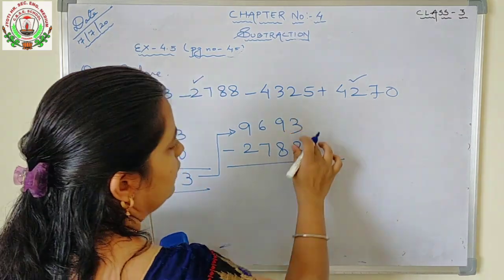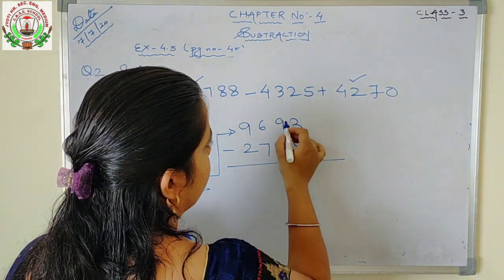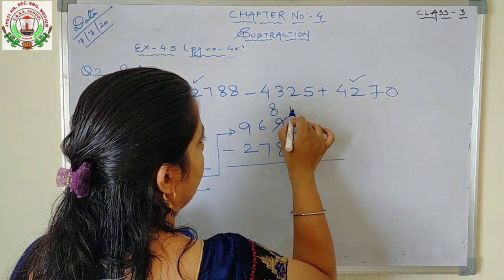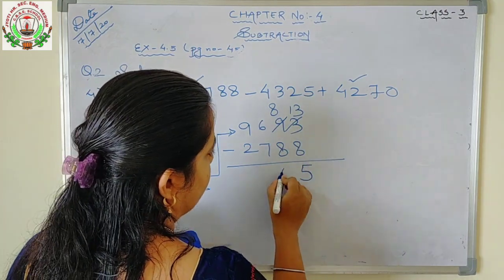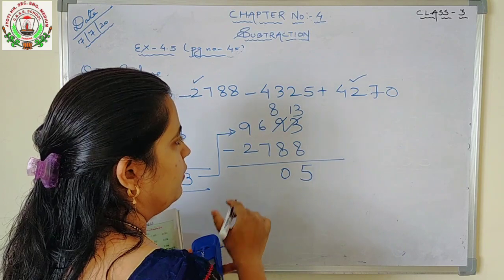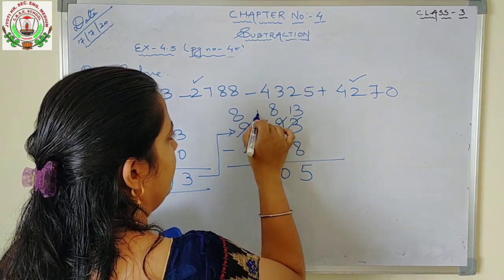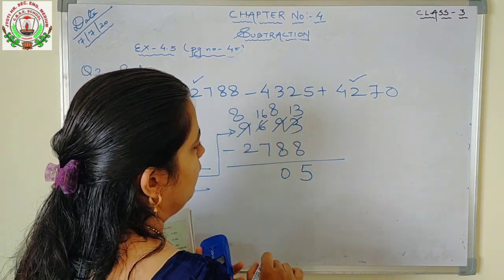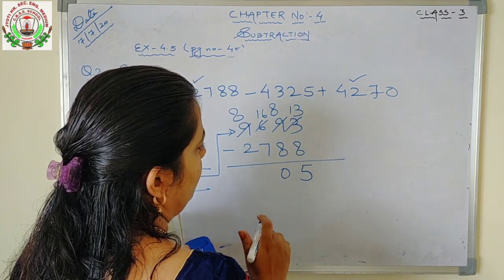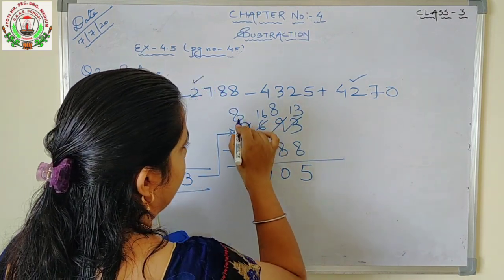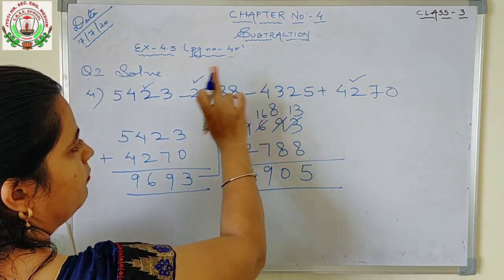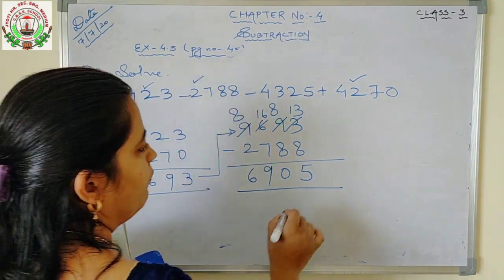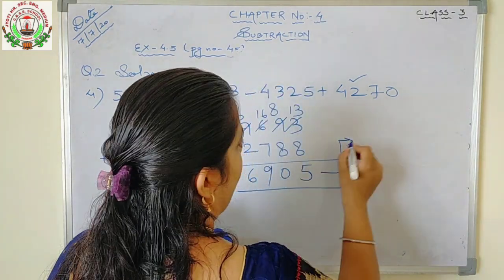2788. 3 minus 8 is not possible. So again we will take carry from here. This will become 13. 13 minus 8 is 5. 8 minus 8 0. 6 minus 7 is not possible. So 16 minus 7. 16 minus 7 is 9. 8 minus 2 is 6. So again one number is left. So again one number we have to subtract. We will carry forward this number.